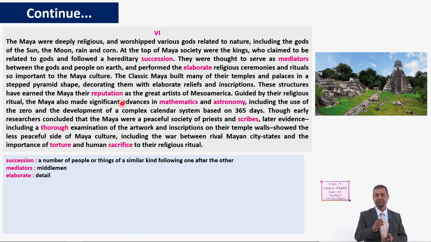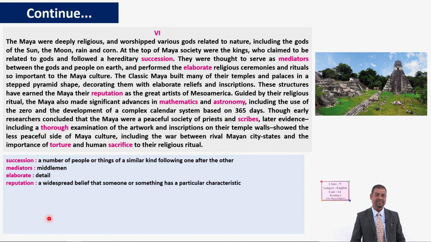And another word we have after elaborate is reputation. I think you might have frequently heard this word. So what does it mean? Yes, you are right. Reputation means a widespread belief that someone or something has a particular characteristic. And another word we have is mathematics. Oh, quite easy for you. So what does it mean? Anyway, let me tell you the meaning.